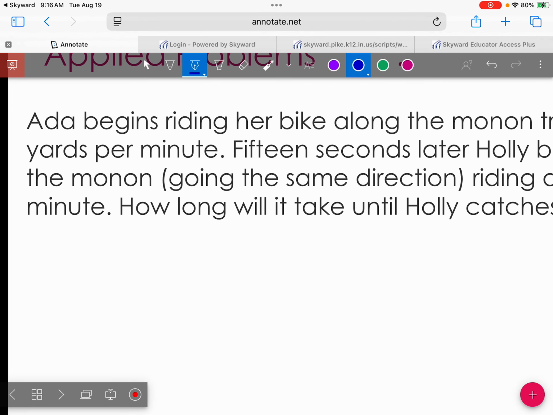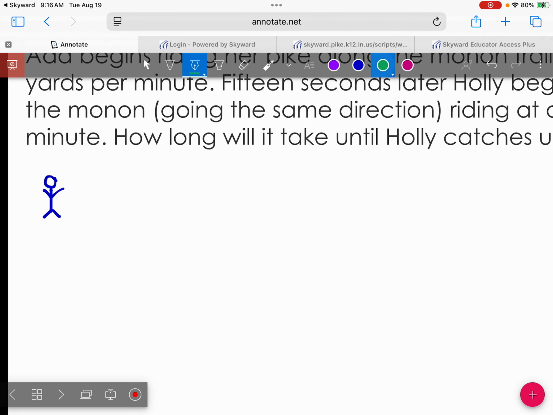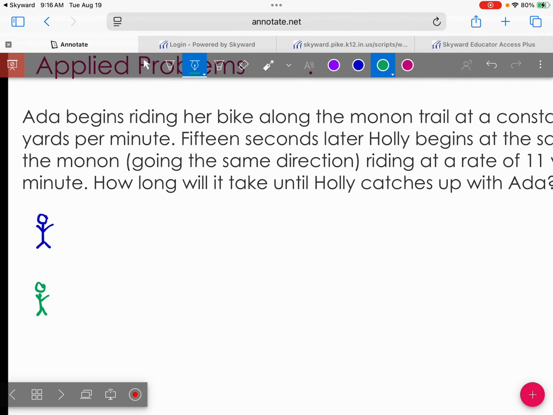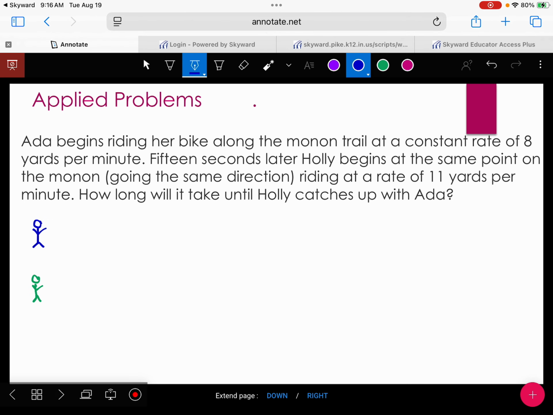So we've got two people here. And again, if we're not sure what's happening, draw a picture. So I've got two people here. And yeah, they're riding bikes, but you'll see how I draw. I can't draw a bike. It looks weird. They're just riding giant binoculars. So we know Ada begins riding along the Monon at 8 yards per minute. So she's going to go this way at a speed of 8 yards per minute.